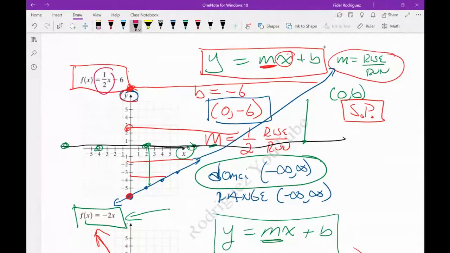Our slope, guys, was a positive 1/2. As I go from the left to the right, that line is going up. So if my slope is positive, my line's coming up, like I'm walking up the stairs or a ramp. And if my slope is negative, my line is coming down. Does that make sense? So when you're doing your problems, that automatically tells you my line should come down if it's negative, or my line should go up when it's positive.